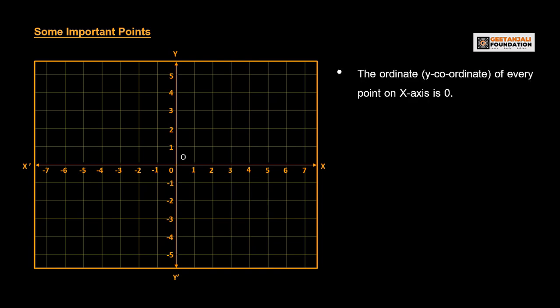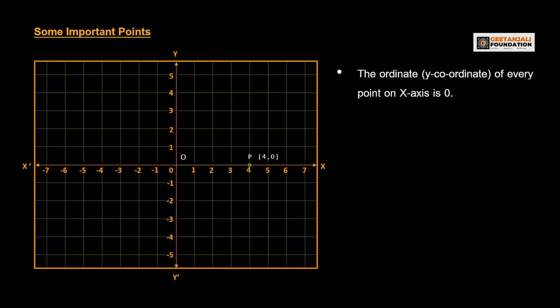Here are some important points to remember. First thing, the ordinate or y coordinate of every point on x-axis is 0. Suppose you take a point P here on x-axis. The coordinates of this point would be (4, 0). You can see the ordinate of this point is 0. You can take any other point on x-axis. The value of x coordinate will change, but the value of y coordinate will always remain the same, that is 0.